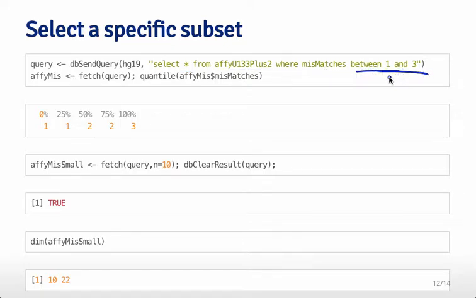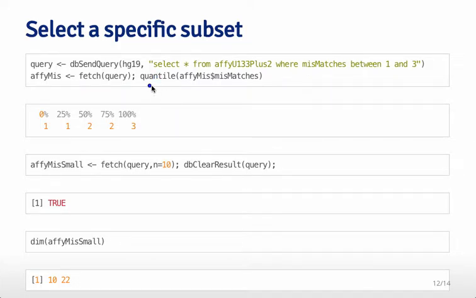We send this query to the database, and now that's stored remotely at the database. If we want to fetch the result of that, we use the fetch command like this, and that'll return this AFI miss, which will give us some information about only the samples that we've selected using this database query.